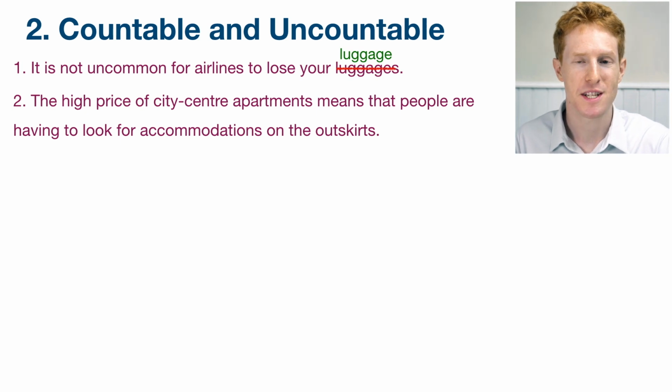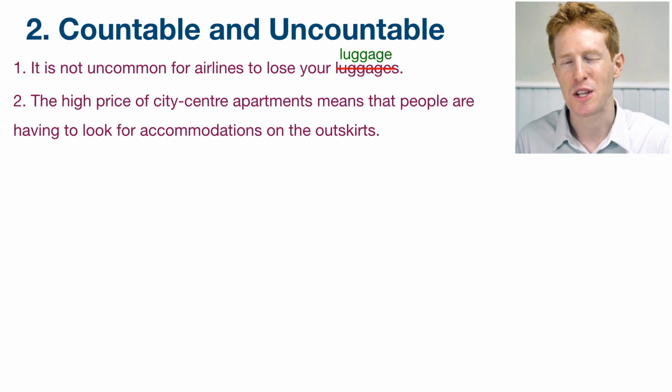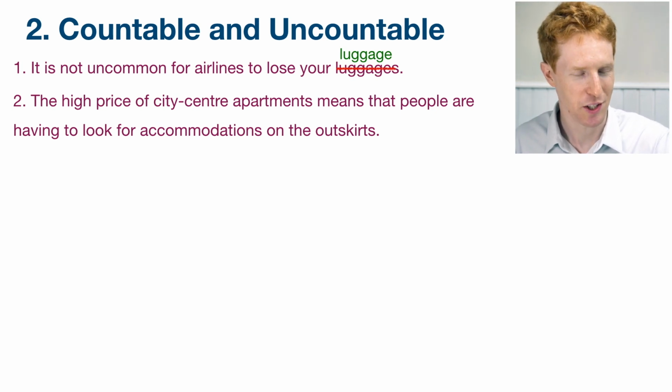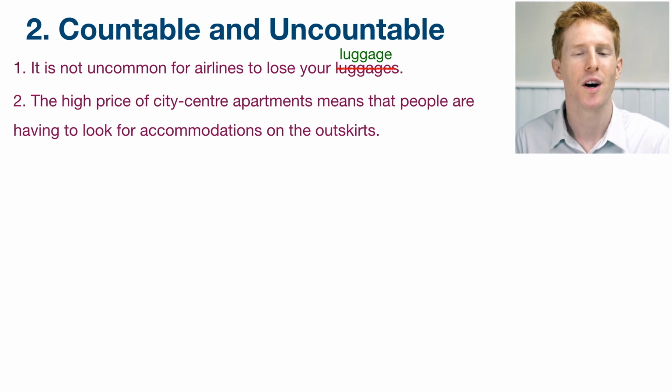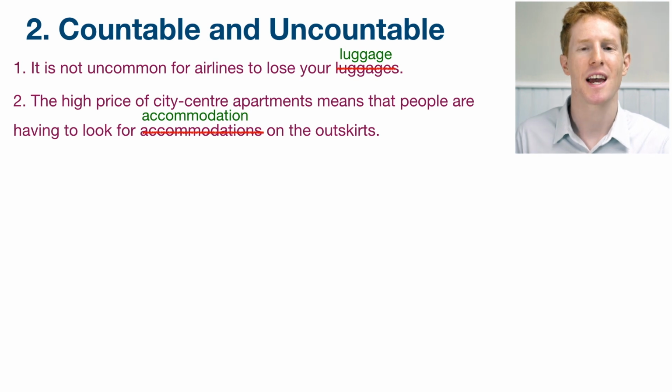See if you can spot the mistake here. I'll give you a clue. It's also to do with countable and uncountable nouns. Which of these words doesn't look quite right to you? The word is accommodation. So we don't say accommodations, we say accommodation.